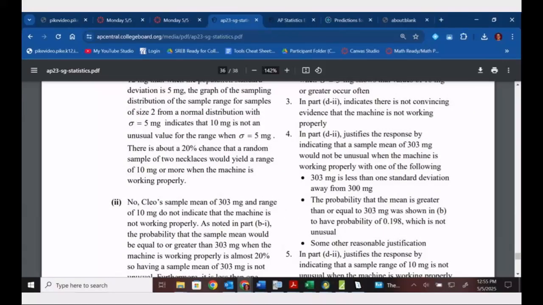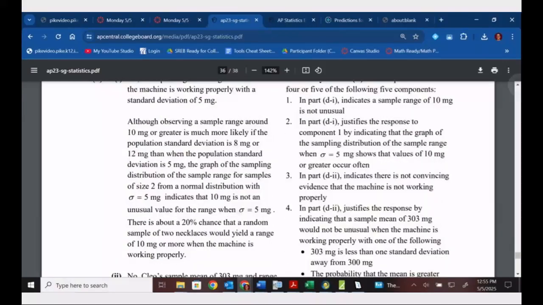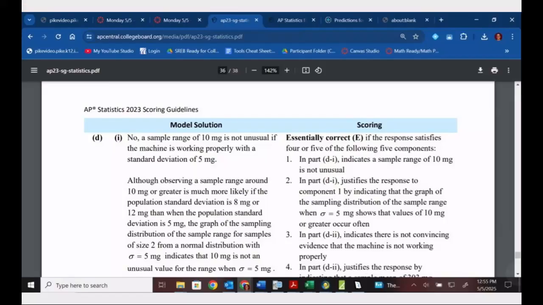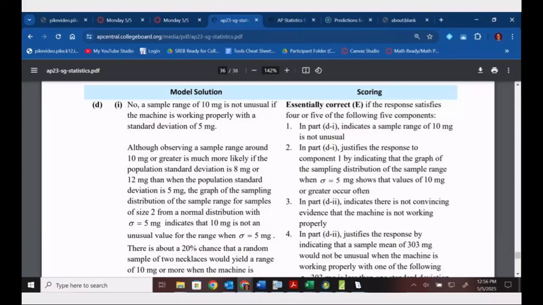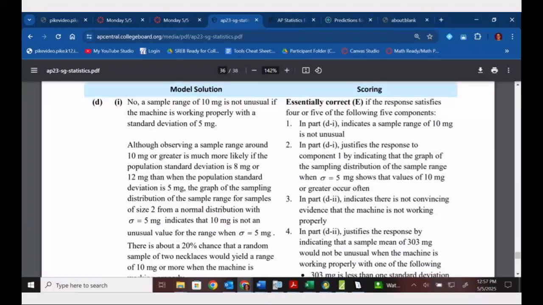All right, let's go score part D. Part D has 5 components. If you get 4 of the 5 components, it's an E. In part DI, indicates a sample range of 10 milligrams is not unusual. In part DI, justifies the response to component 1 by indicating that the graph of the sampling distribution of the sample range when sigma is 5 milligrams shows that values of 10 milligrams or greater occur often.